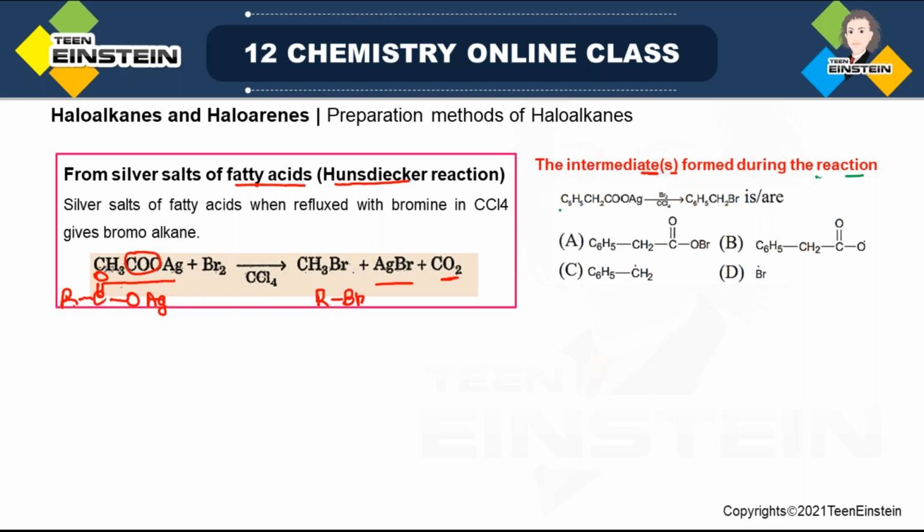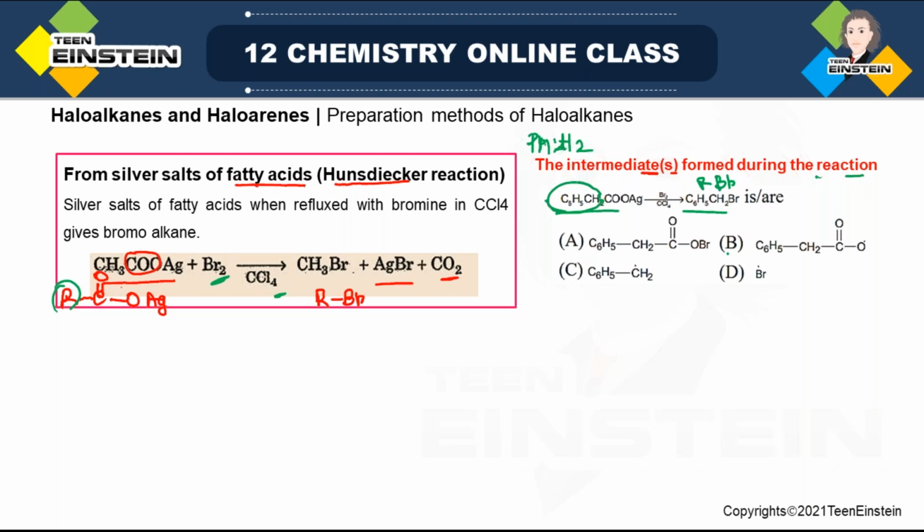Now if we look at the reaction, this is the Hunsdiecker reaction, C6H5CH2CO2Ag. So in the previous example, the R group is a methyl group, but here the R group is PhCH2, that means benzyl group. This is reacting with bromine and CCl4. See, same thing, we are getting C6H5CH2Br. So here this is the R group, so we are getting RBr.